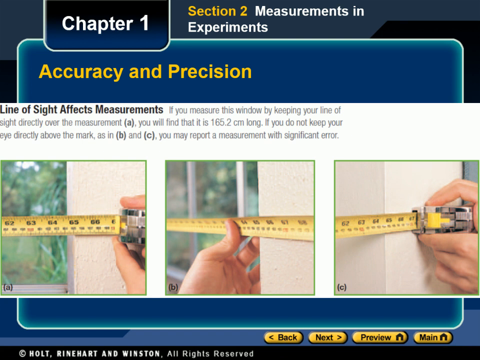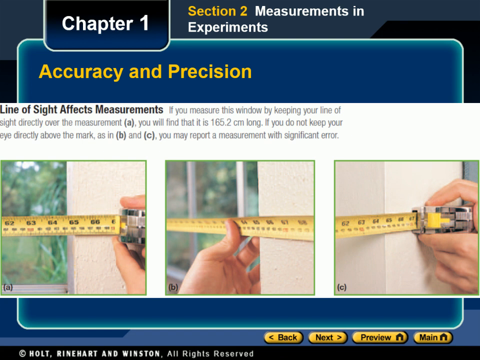For example, when measuring a length of a meter stick, choose a line of sight directly over what is being measured, as is shown in Figure 2-6a on page 16 of your text or on the screen now. If you are too far to one side, you are likely to overestimate or underestimate the measurement, as is shown in Figure 2.6b and Figure 2.6c.